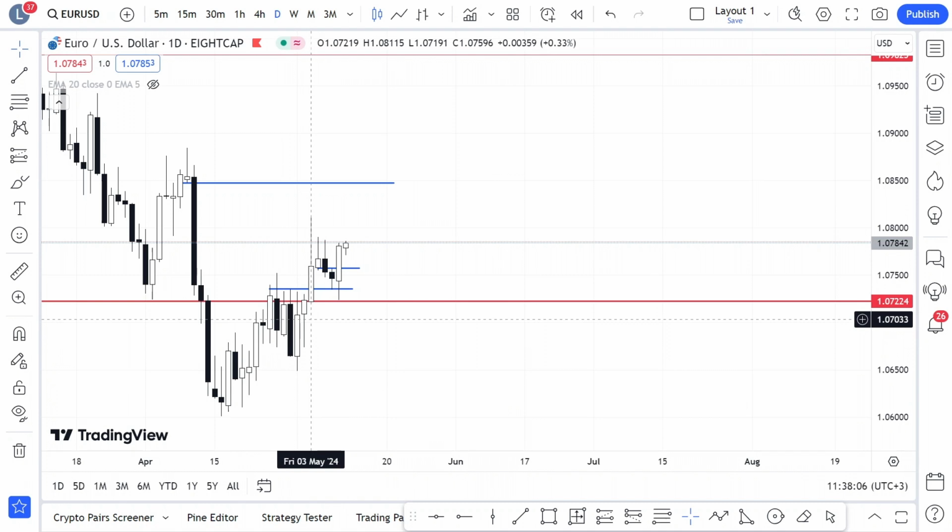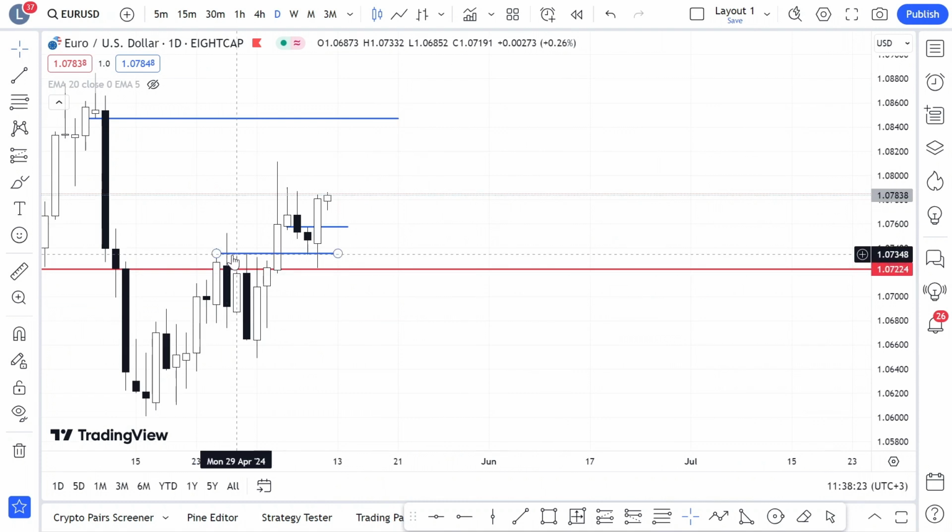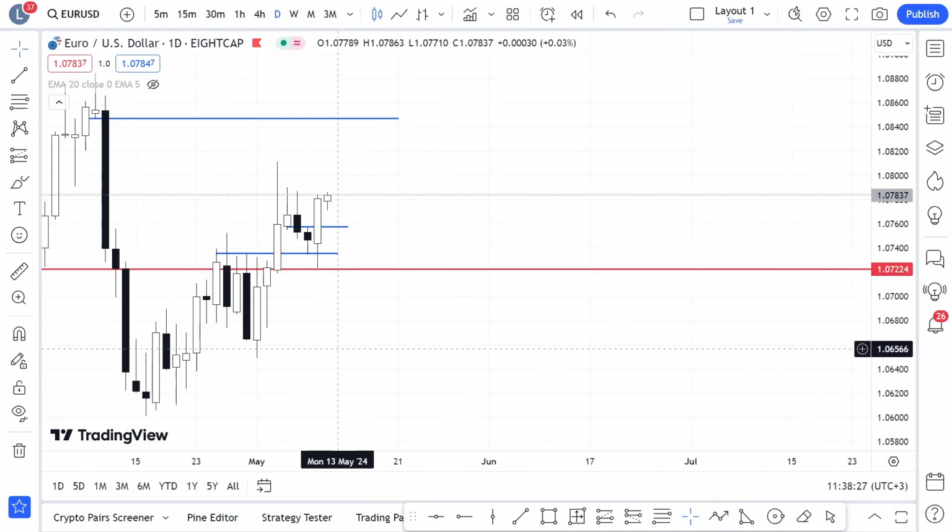We failed to see a continuation, and the news supported a weaker dollar, and that's what we saw, a price close above that level. So as previously stated in my other videos, once price breaks a level, you need to mark it and expect price to actually retrace to that level. Use it as a point of reference. Once price breaks a level, always use it as a point of reference.